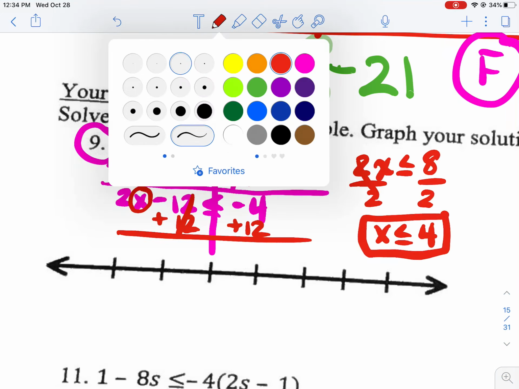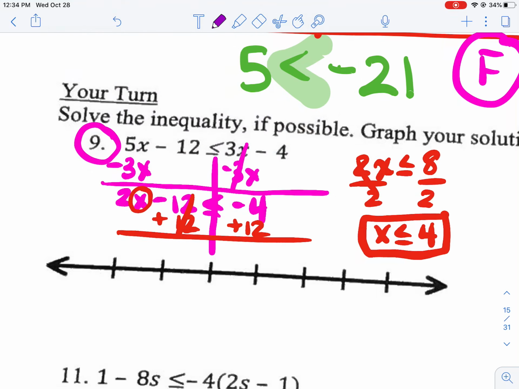So now we've got to graph this guy. First we have to write in our graph. So we have 2, 3, 4, 5, and 6. Again, I'm choosing 4, so it's right in the middle. I'm going to go to 4 now. Is this going to be open or closed?